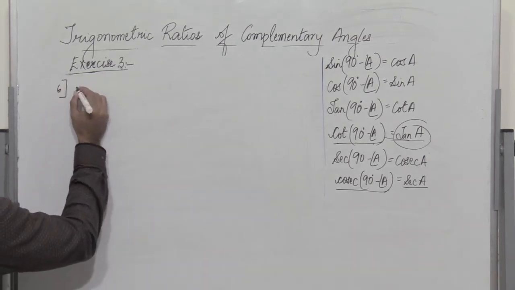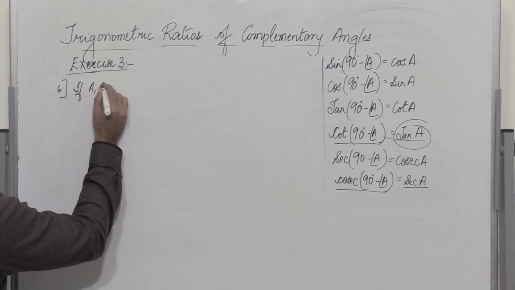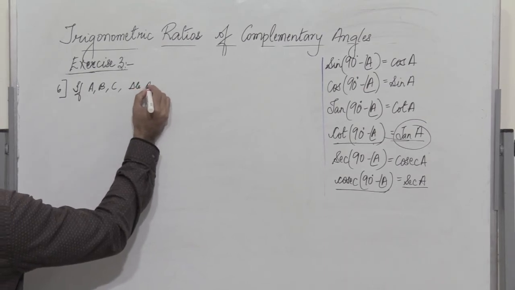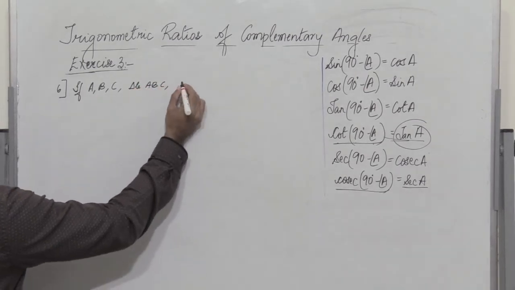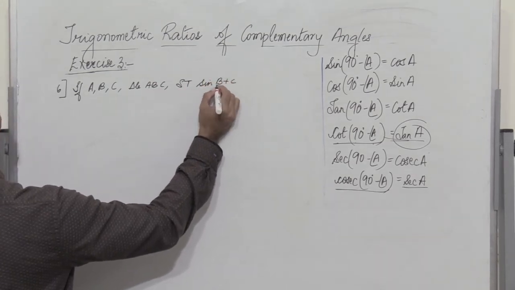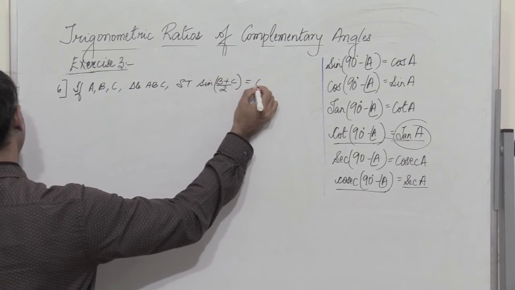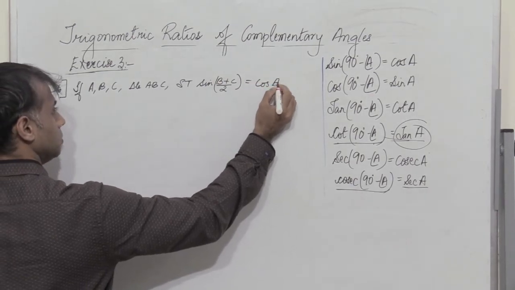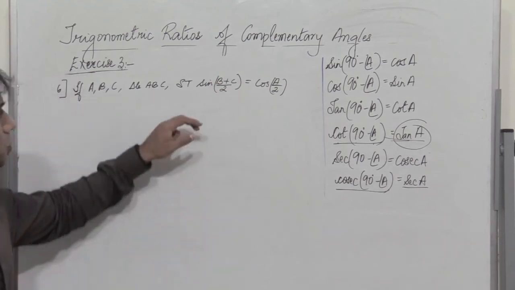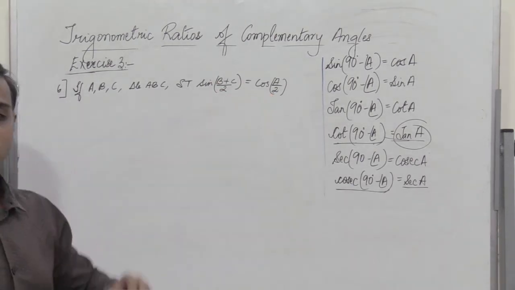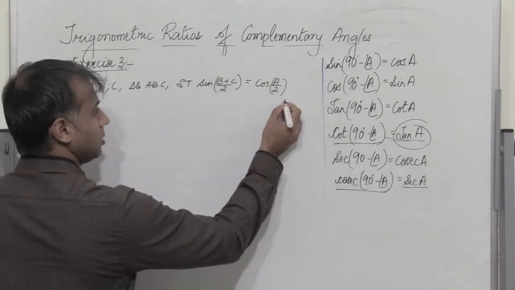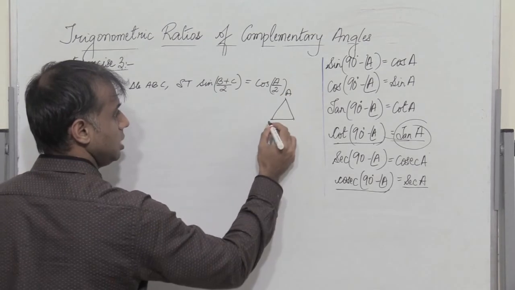So problem 6: if A, B and C are the interior angles of a triangle ABC, then we have to show that sine of (B plus C) by 2 is equal to cos A by 2, right? So again this is a very simple problem where we need to prove that sine of (B plus C) by 2 equals cos of A by 2.